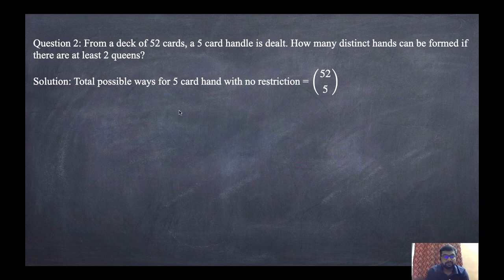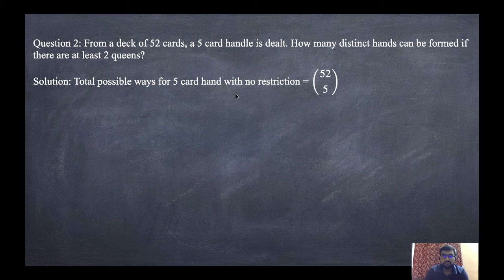What we are going to do is find the total number of cases and subtract. Here, at least two, its negation is fewer than two. So we take all the cases minus the cases for one queen, and we will get the answer. Let us discuss. So, total possible ways for a 5 card hand with no restriction.